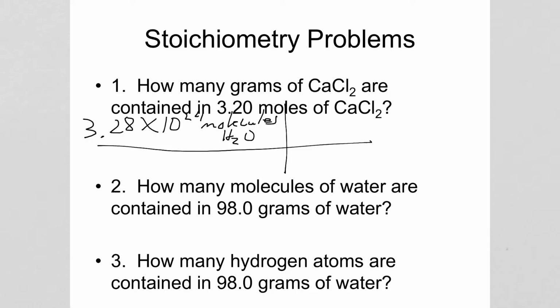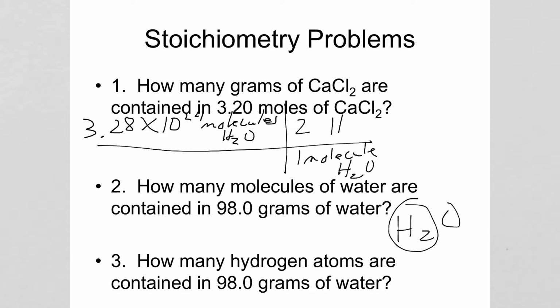All right, now we're ready to look at problem 3. Here we want to know how many hydrogen atoms are contained in 98 grams of water. Well, in the previous problem, we converted the 98 grams of water to molecules of water. And we got 3.28 times 10 to the 24th molecules of water. What we have to realize here is that in each molecule of H2O, there are 2 hydrogen atoms. So that's our conversion factor. We're going to say for every 1 molecule of water, there are 2 hydrogen atoms. We put the molecules on bottom so they'll cancel out with molecules over here.